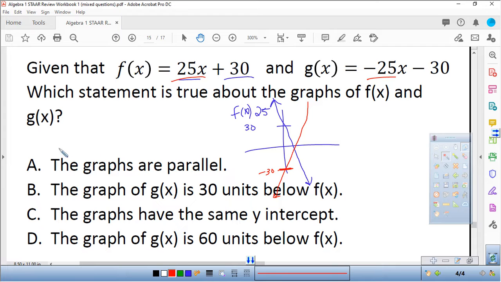Same steepness, just going in different directions. The graphs are parallel? No. The graph of g of x is 30 units below? Okay, g of x is actually below here, but no, it's 30 and 30. It's actually 60 units below. The graphs have the same y-intercept. Actually, no, y-intercept of 30 here, y-intercept of negative 30 here. The graph of g of x is 60 below? Yes. Because from here to here is 30 units. From here to here is another 30 units, so a total of 60.